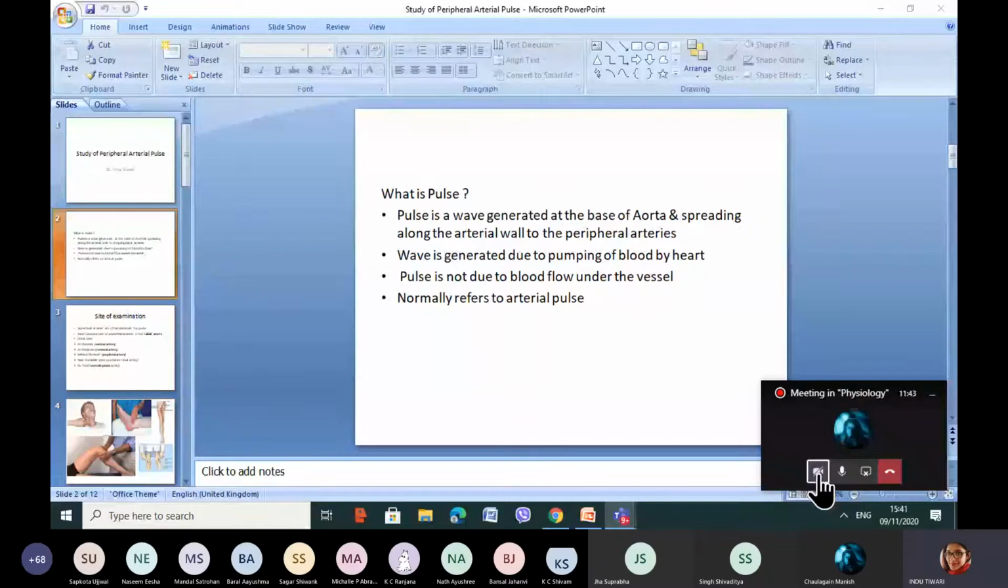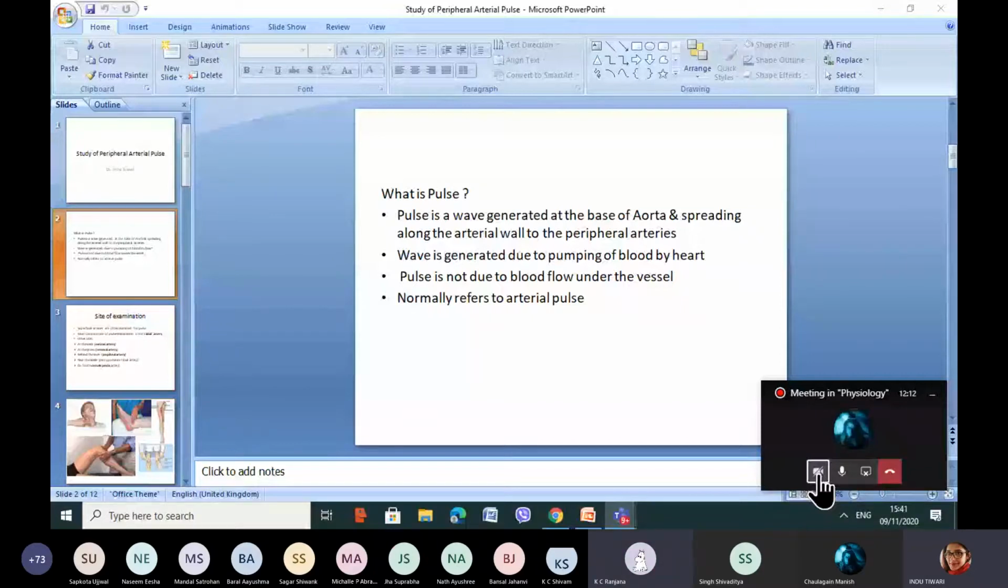So it actually refers to the wave. It is not the blood flow, but rather the wave that is generated due to the expansion of the arteries or the veins, which is a result of the intravascular pressure changes during the various phases of the cardiac cycle. As a result, you can sense this pulse on various sites of the body, isn't it?